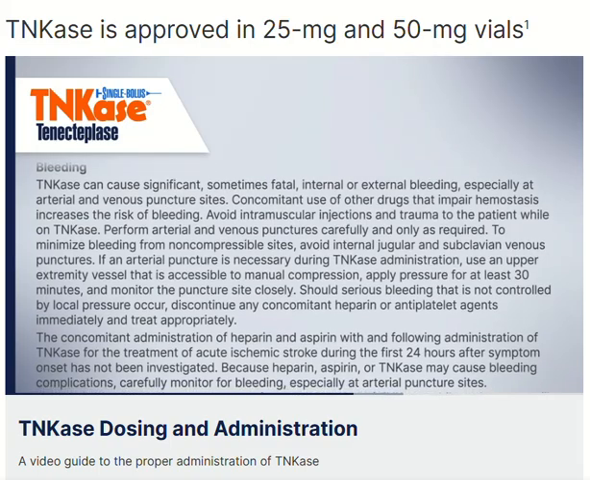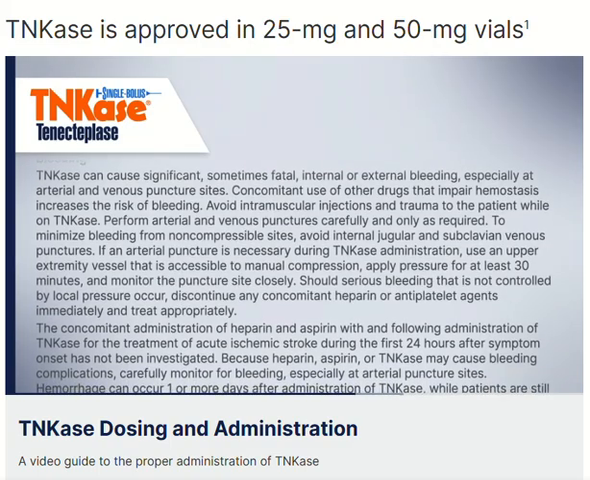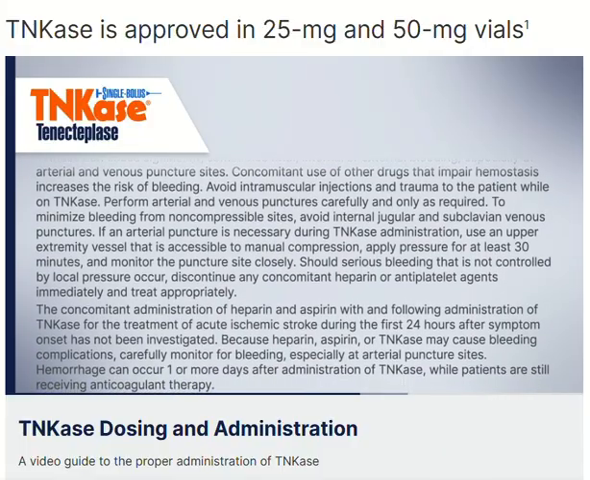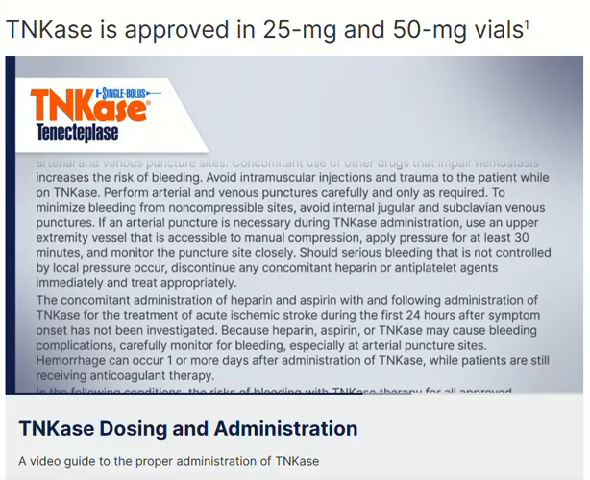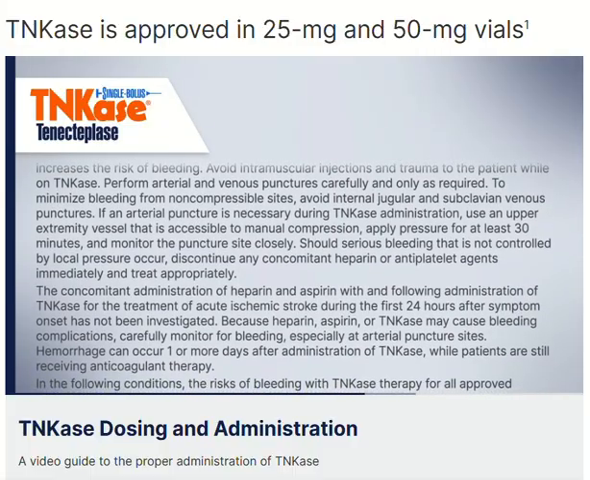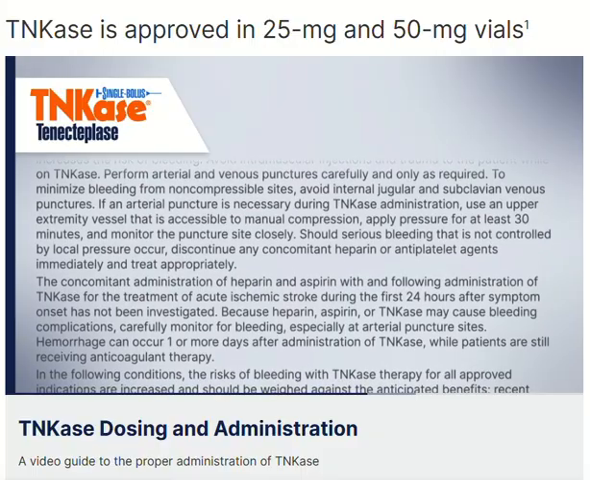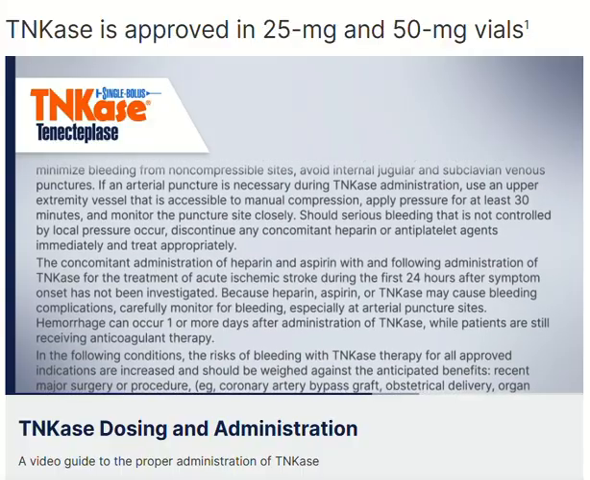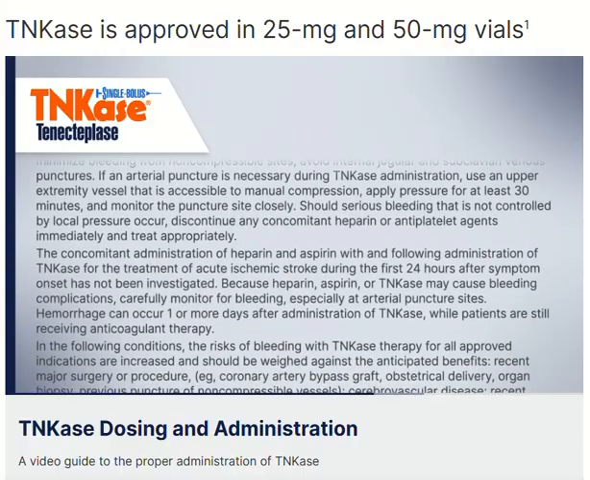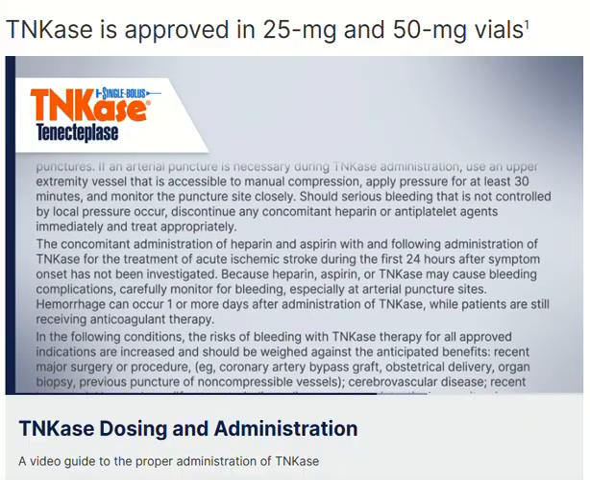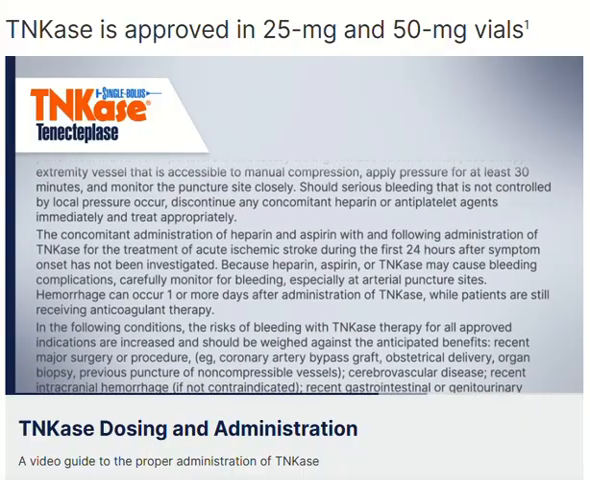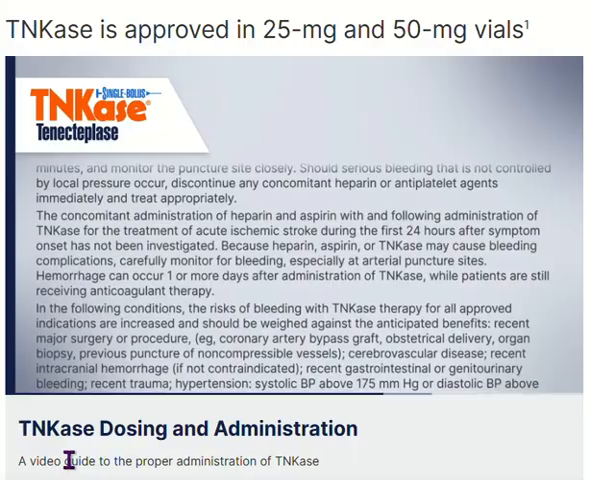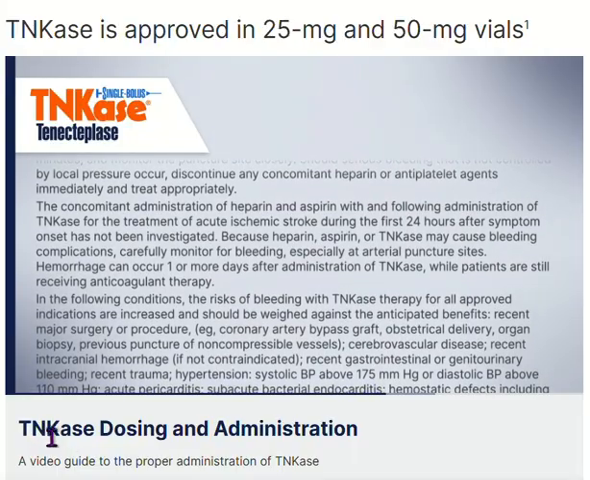Should serious bleeding that is not controlled by local pressure occur, discontinue any concomitant heparin or antiplatelet agents immediately and treat appropriately. The concomitant administration of heparin and aspirin with and following administration of TNKase for the treatment of acute ischemic stroke during the first 24 hours after symptom onset has not been investigated. Because heparin, aspirin, or TNKase may cause bleeding complications, carefully monitor for bleeding, especially at arterial puncture sites. Hemorrhage can occur 1 or more days after administration of TNKase, while patients are still receiving anticoagulant therapy.